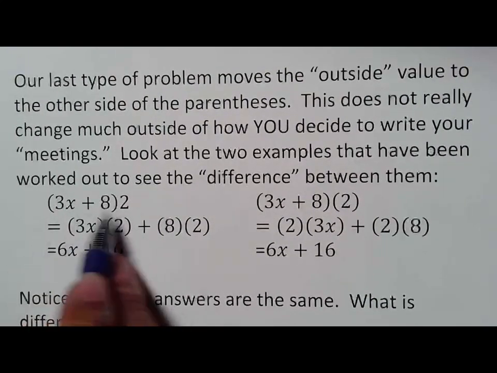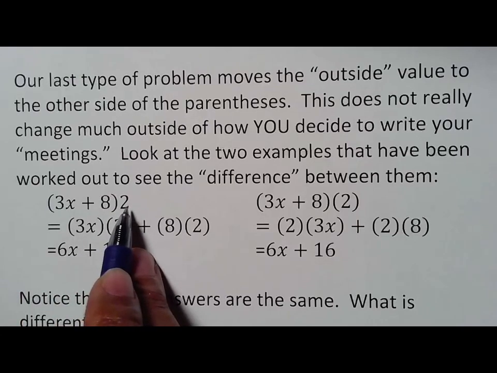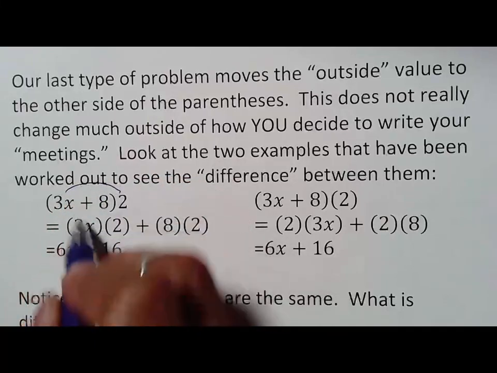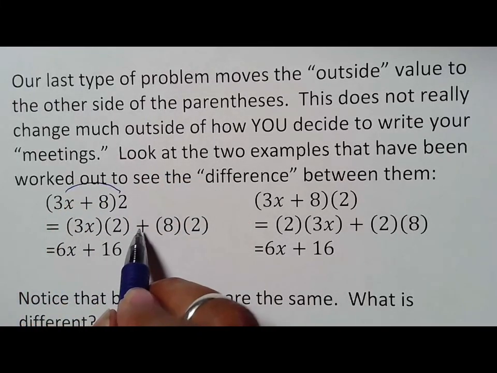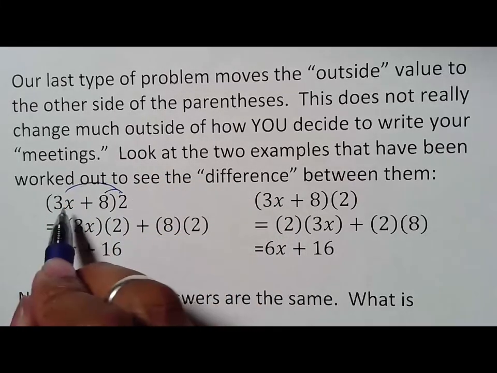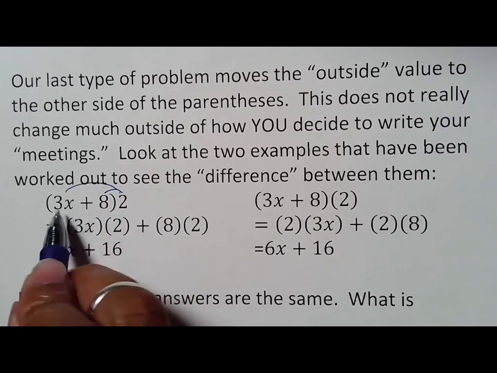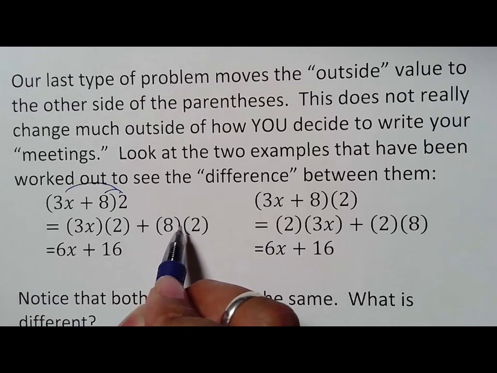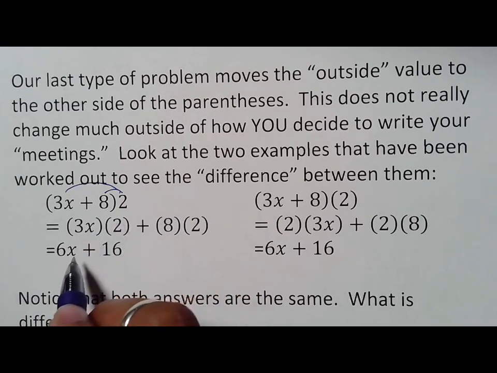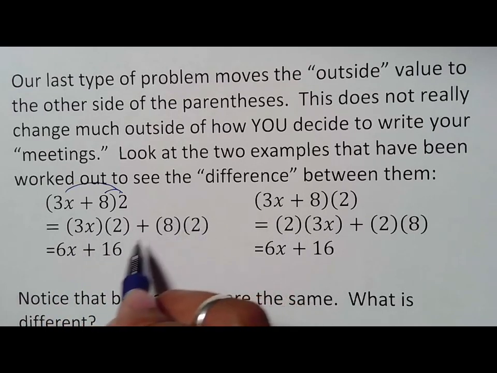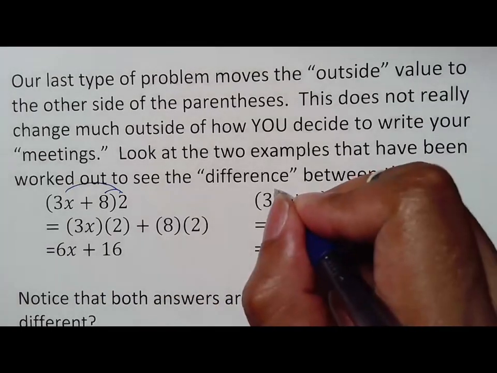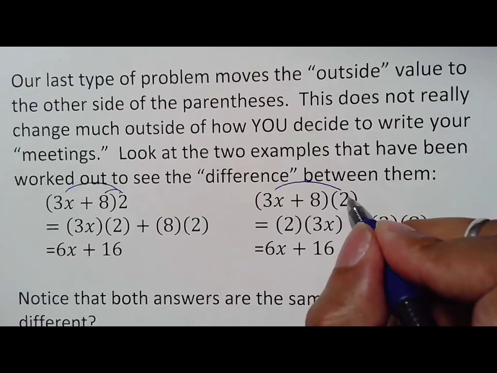The only difference between this and what we saw yesterday or the other days is that 2 was in front. But notice that 3x meets 2, which is what happened, and 8 meets 2, because remember, these 2 are friends because they're on the inside. This is the stranger who wants to meet them, so that's what you end up with. You notice that 3 times 2 is 6 with the x. 8 times 2 is 16. There's our answer.